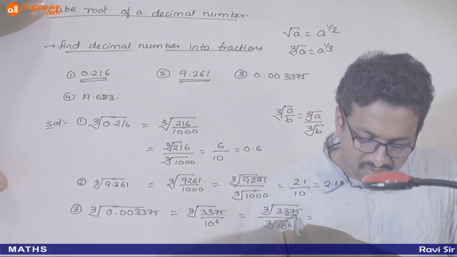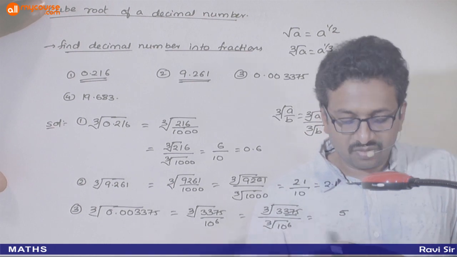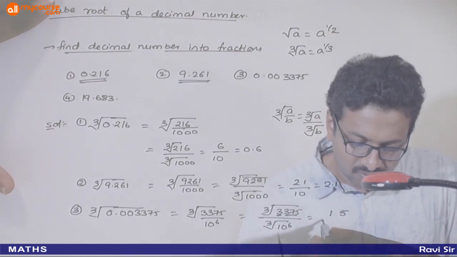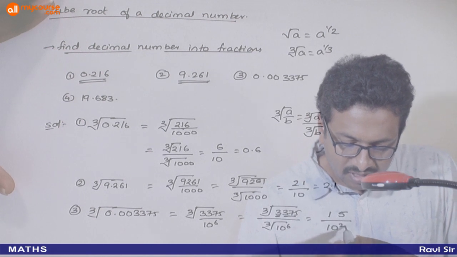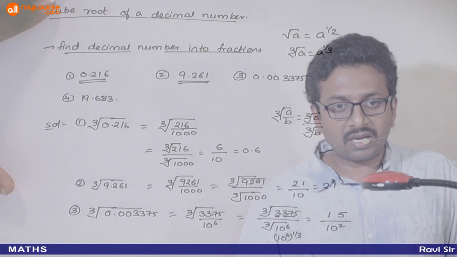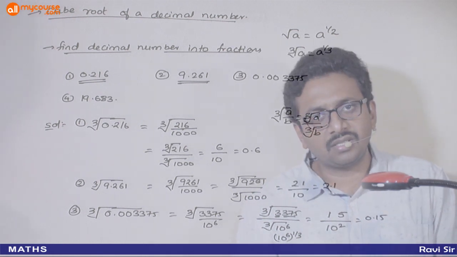So what is the cube root of 3375? 5 will come at the end because the last digit is 5. 3 is in between 1 cube and 2 cube. So simply 15 divided by 10 square. This is 10 power 6 whole power 1/3, which will be 10 square. So 0.15 is the answer.